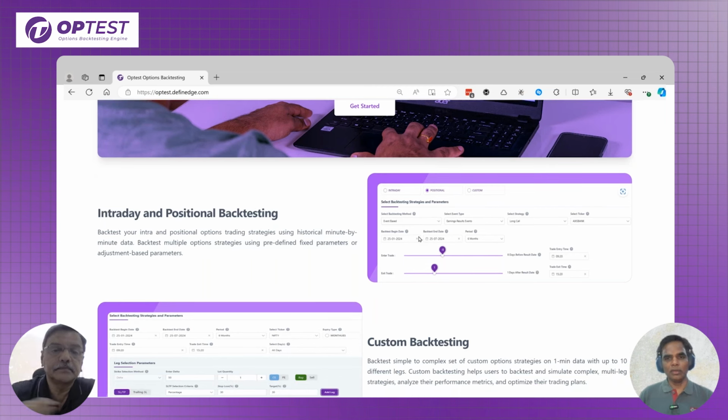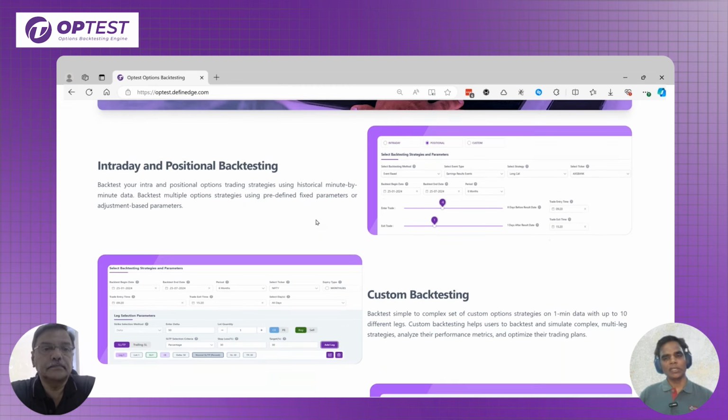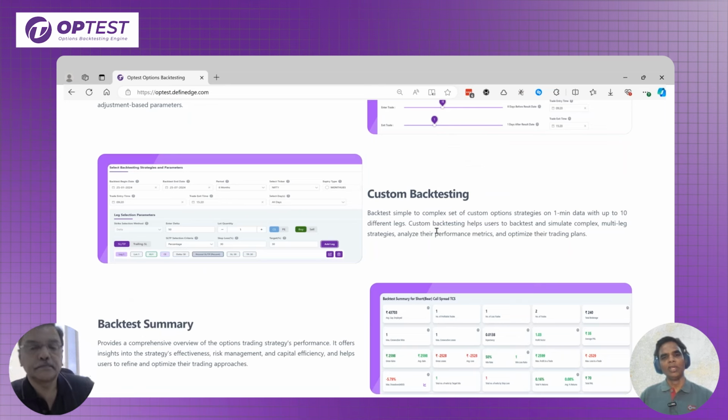And then here we have intraday and positional backtesting, and even in positional backtesting, the data used is still 1 minute data. Intraday data, obviously it will be 1 minute data. In the custom backtesting, we have given users much more control in terms of backtesting. Like, you can control the entry and exit of an option leg at each individual leg. So that is why we are calling it custom backtesting.